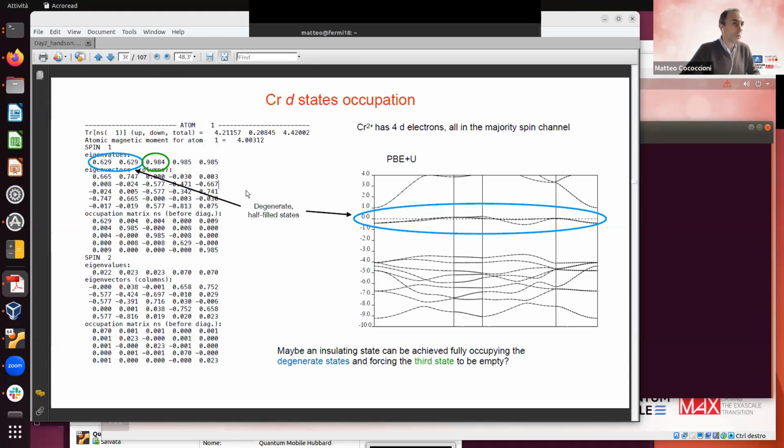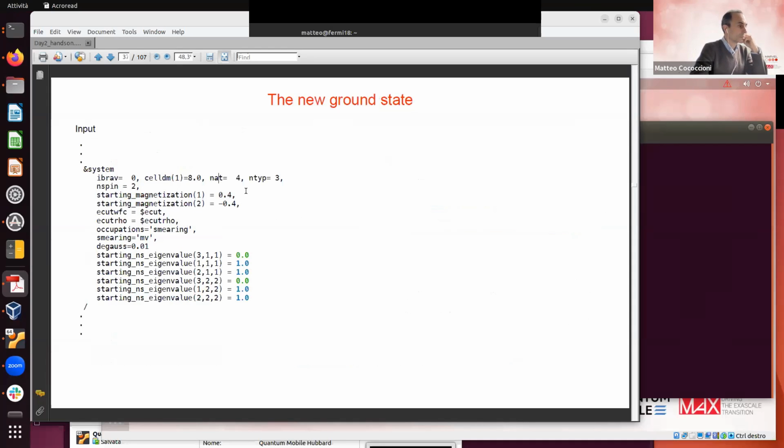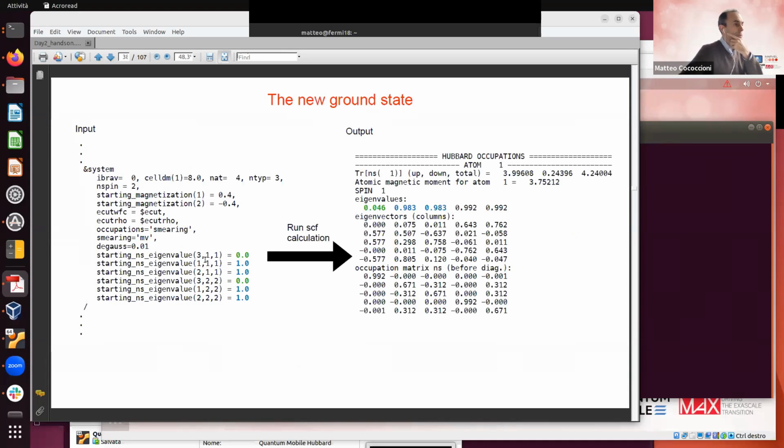So that would be the easiest way to find an insulating ground state. In order to do that, we just need to do basically the same thing that Yuri was doing this morning: suggest to the code the starting NS eigenvalue, the occupation of these states, and then run the calculation, and we should obtain that the occupation matrix changes this way.